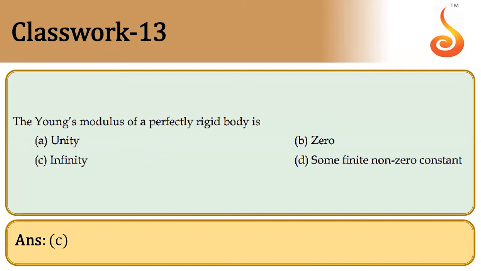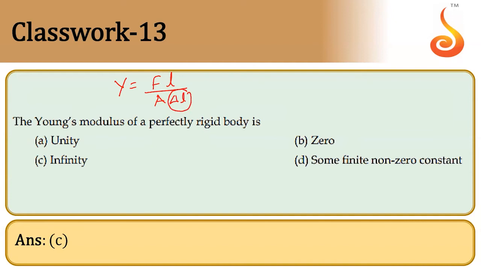Young's modulus of a perfectly rigid body. Young's modulus of a perfectly rigid body is infinity, because basically, what is the formula for Young's modulus? Young's modulus is equal to FL divided by A into delta L. A perfectly rigid body means there won't be elongation at all.